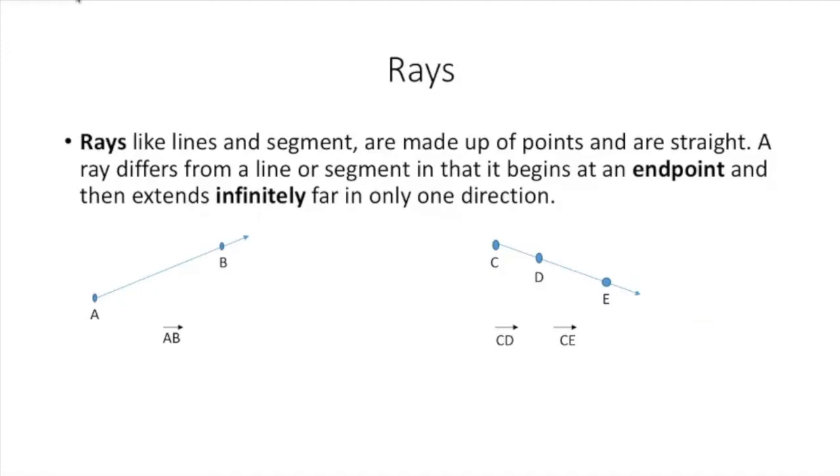These hybrids are called rays. Rays, like lines and segments, are made up of points and are straight. A ray is different from a line or a segment in that it begins at an endpoint and continues forever in one direction. The following are examples of rays.